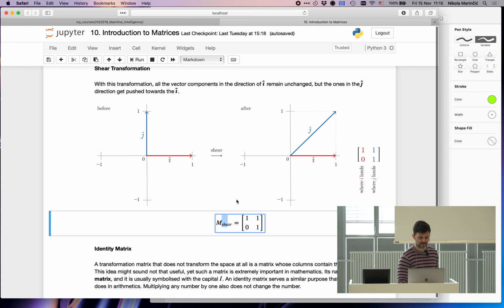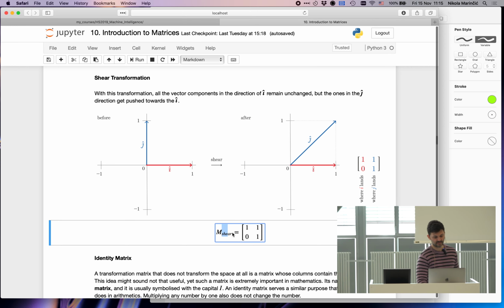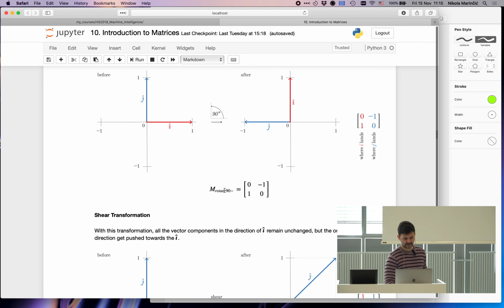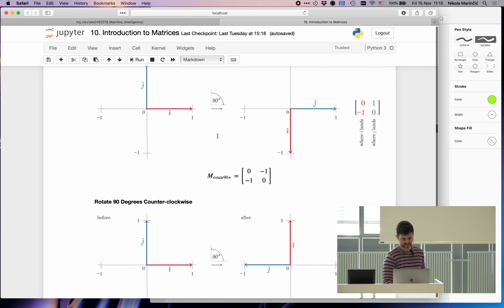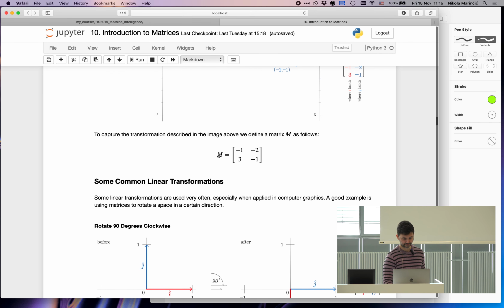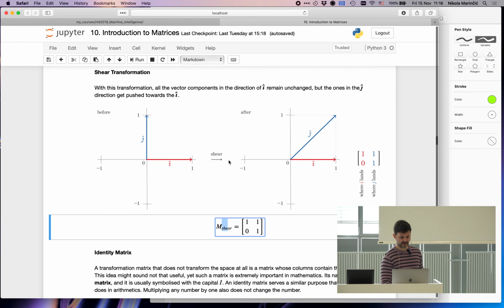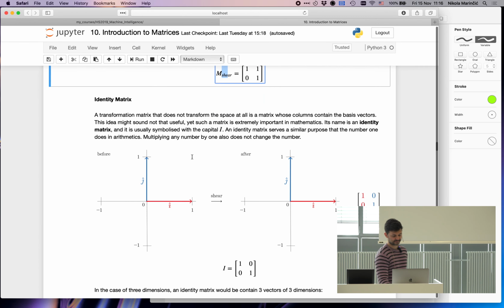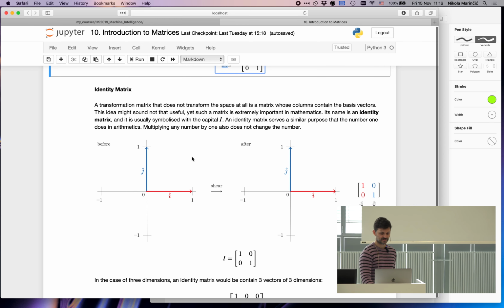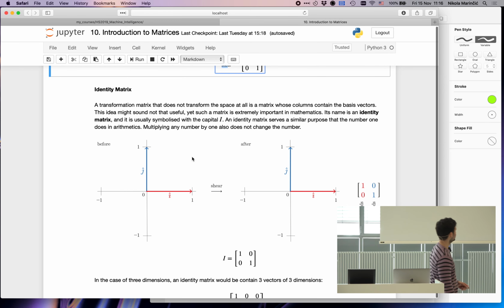And now I have a few elements. Now let's see what we can do with them. For example, this is shear, M rotate 90 minus, M rotate 90 plus, and this M. So we have these 4, and now we're going to just play with these matrices. There is one more matrix, which is a little bit funny, because it doesn't really do anything.